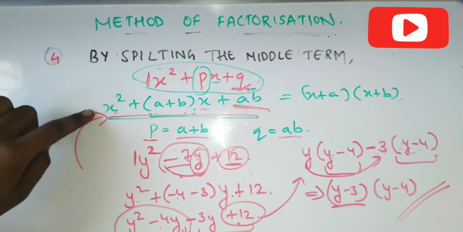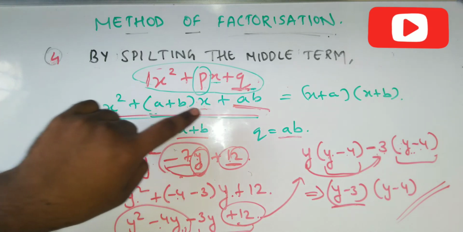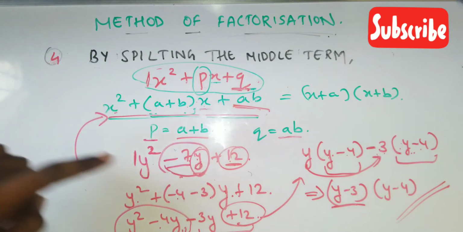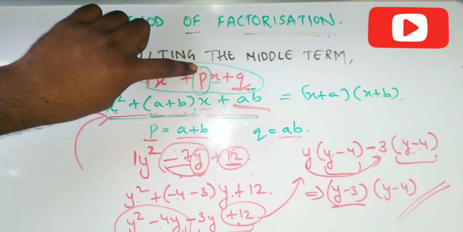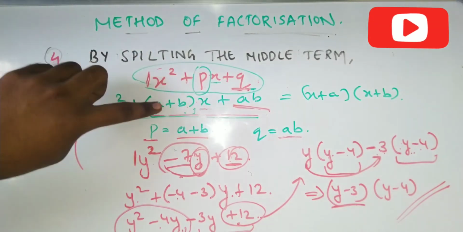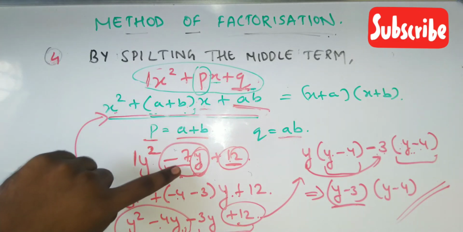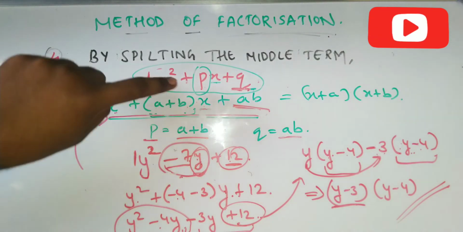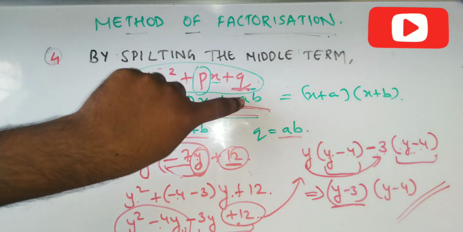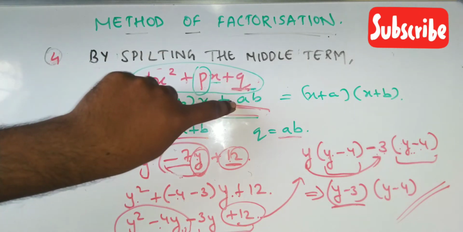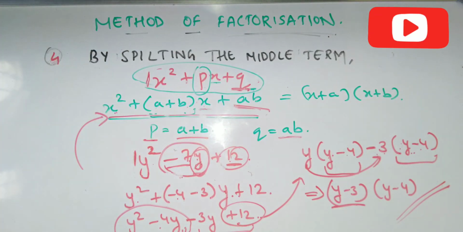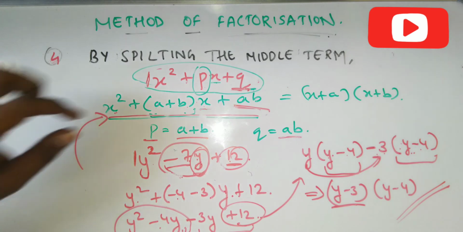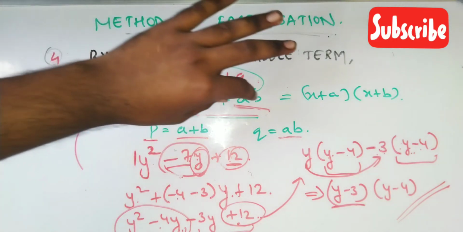So we know the formula: x square plus (a plus b) x plus ab. So ab is nothing but q, and a plus b is p. Correct? So p I can write as a plus b, but in the question that is minus 7. That means p is minus 7, so a plus b is minus 7. What is q? q is ab. ab is nothing but 12. Now we got that a plus b is minus 7, and ab is 12.